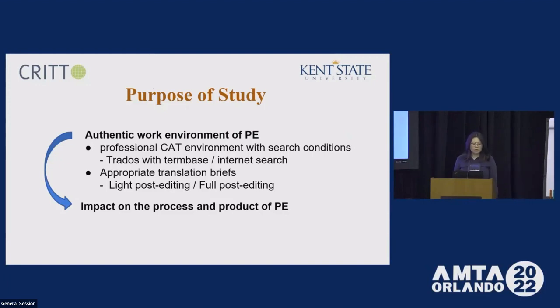In this case, we want to give the translators a professional CAT environment with different search conditions. For example, we provide the Trados interface with a term base, or we give the translators the option to do internet search. And the second variable we want to control is that we give the translators different translation briefs, for example, light post-editing or full post-editing. In that way, we want to see what is the impact on the process and product of post-editing.